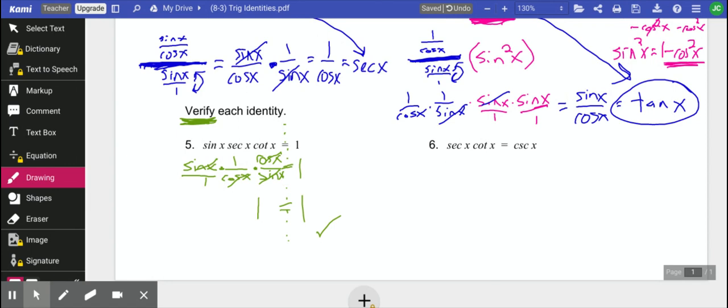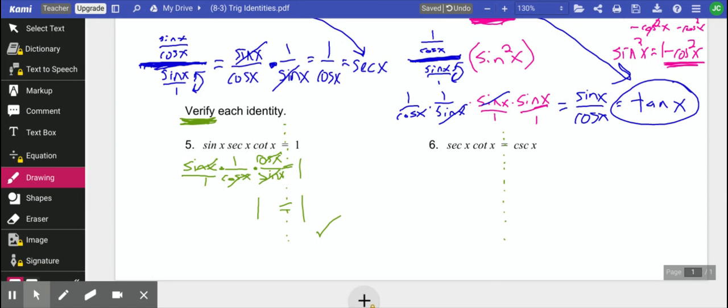So that's why I like these a little bit better, because you have an end goal. You know when you're finished. So let's check out number 6. We're going to do the same thing. Think of these as two separate sides. We do not want to subtract anything from both sides or multiply anything on both sides. These are two totally separate sides of it.